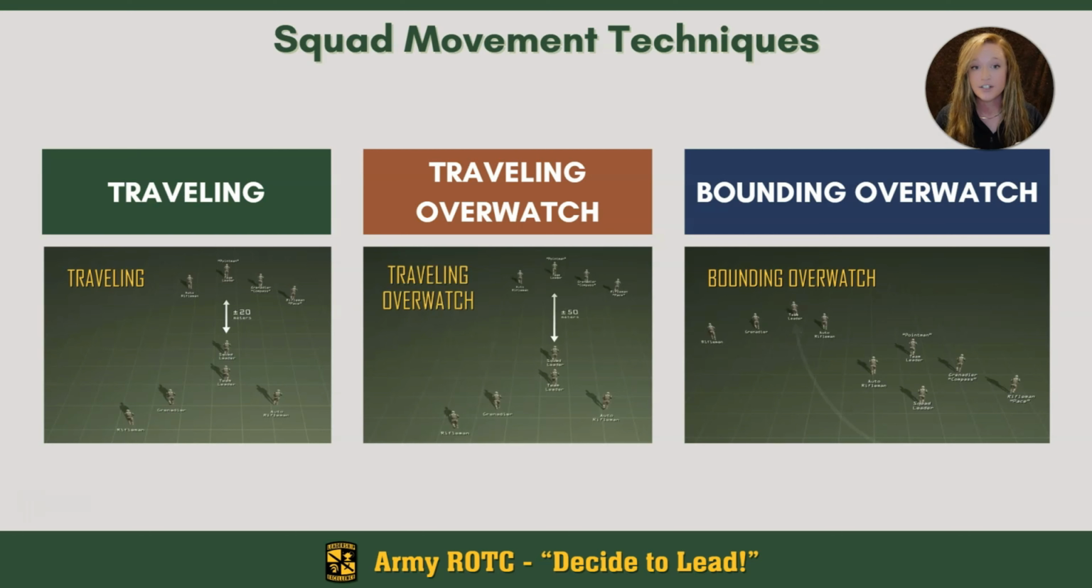Now, these three pictures right here are going to show you about the distance or the style of movement that you can expect within the three of these. They're far more basic than they may seem. Traveling, you're moving a little bit closer together. It's kind of our typical go-to default way of moving through terrain. Traveling overwatch, we're actually dispersing our units further apart, up to 50-ish meters, give or take. Bounding is actually, instead of moving forward like this, following each other, we're actually moving an element in different ways. Now, there are two types of bounding overwatch that we'll talk about in just a moment.